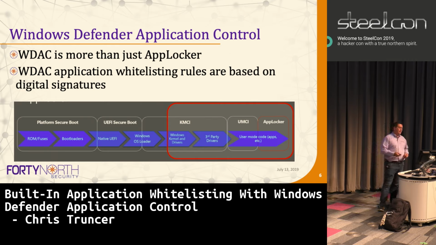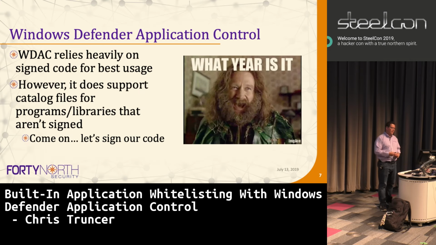The biggest thing about WDAC is almost all of the rules that it enforces on a system are based on digital signatures. Digital signatures are really important, and in Windows 10, everything's supposed to be digitally signed, at least at the kernel level for drivers. Like I mentioned, it heavily relies on digital signatures, but what happens if you're in an environment where you can't digitally sign, or an application is running that's required by your employees that is not signed at all? Well, you can create something called a catalog file. The issue with a catalog file is that every time that application is updated in the future, you have to regenerate a new catalog file and then regenerate a new set of rules to allow that program to run.